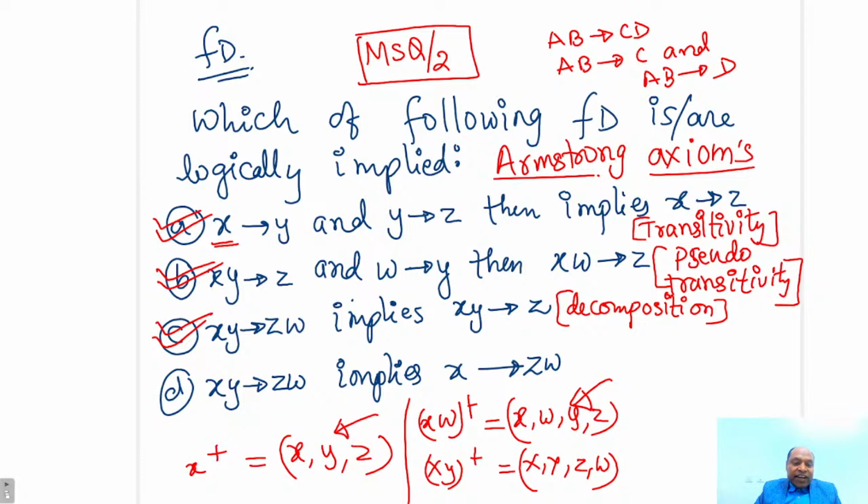Then let's check option D. Option D is XY derives ZW, that implies X derives ZW. So this is wrong. Why? Let's check X closure. X closure we can identify only X, not ZW. So this is wrong. The correct answer for this question is A, B and C.